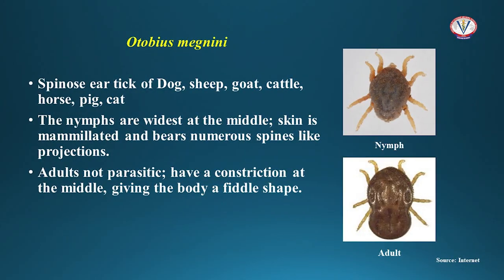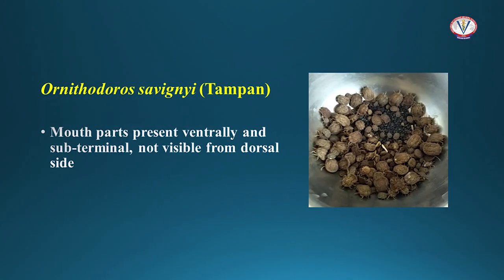Otobius megnini, the spinose ear tick of dog, sheep, goat, cattle. The nymphs are widest at the middle. The skin is mammillated and bears numerous spine-like projections. Adults, which are not parasitic, have a constriction at the middle, giving the body a fiddle shape. Ornithodoros savignyi, or the tampan.